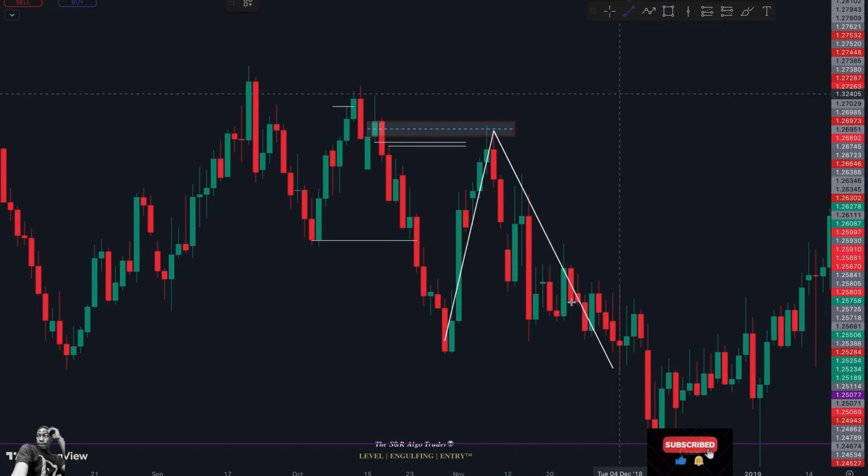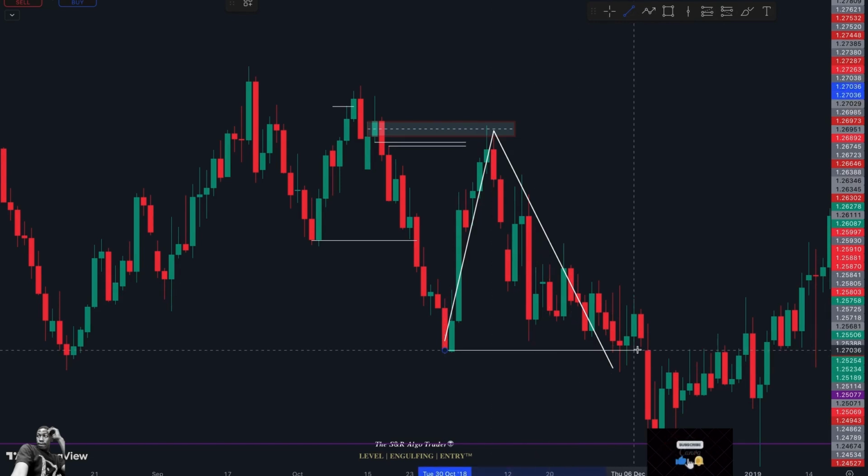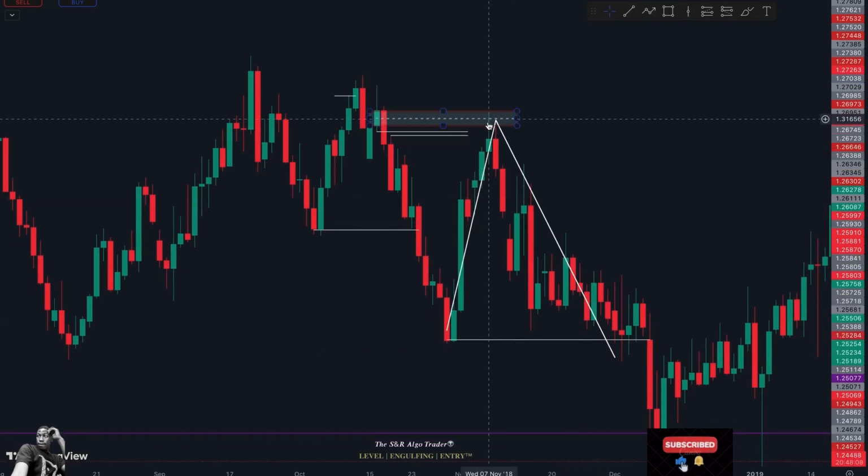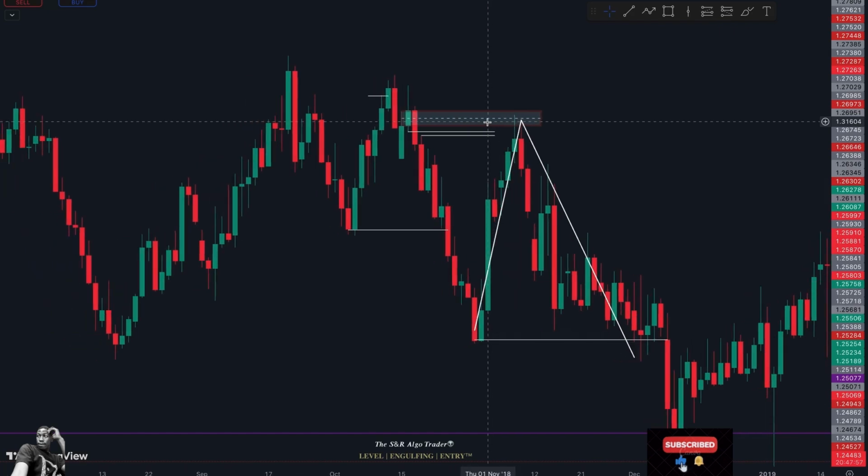The place to put your take profit is the next demand or supply level, depending on the entry. If it is a bearish entry, it is the next demand level. And if it is a bullish order block, it is the next supply level. That's how to enter trades using order blocks on the chart.